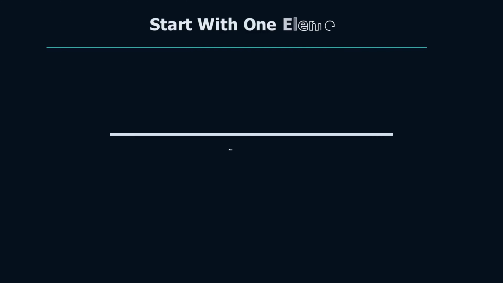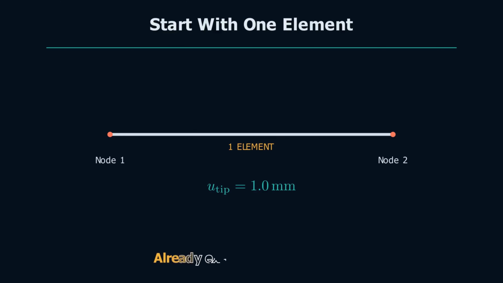Suppose we use only one finite element. There are 2 nodes, one at each end of the bar. We solve the finite element equations and obtain a tip displacement of 1 mm. That may seem surprising. We have used the coarsest possible mesh, yet the answer is already exact.